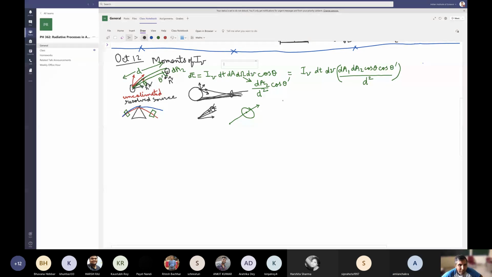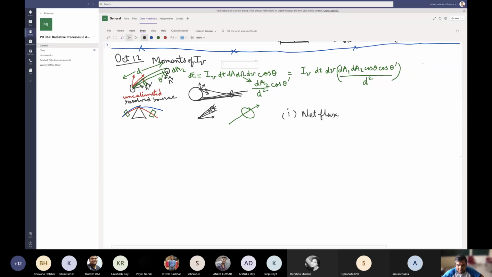Okay, so the other thing that we'll actually do in a bit is that I nu is a constant along the beam, right? And in fact, that's easy to see from here, but we'll come to this a little bit after we do the moments of I nu. Okay, so let's do the moments. So there is the first moment. So let's see. This is called net flux.